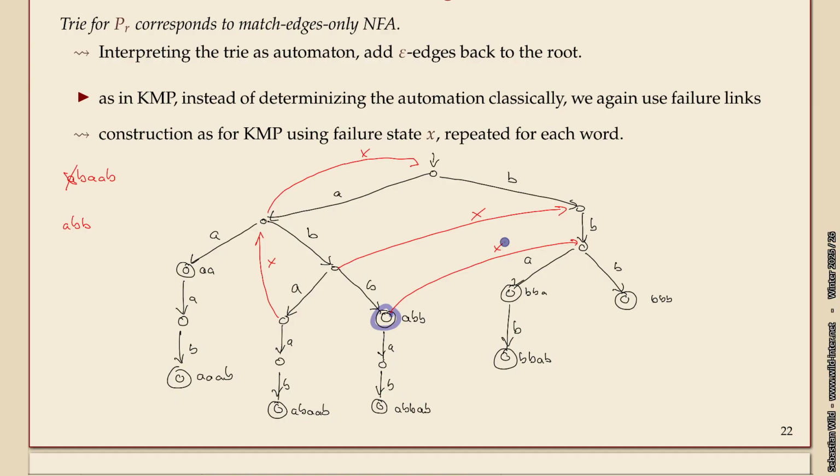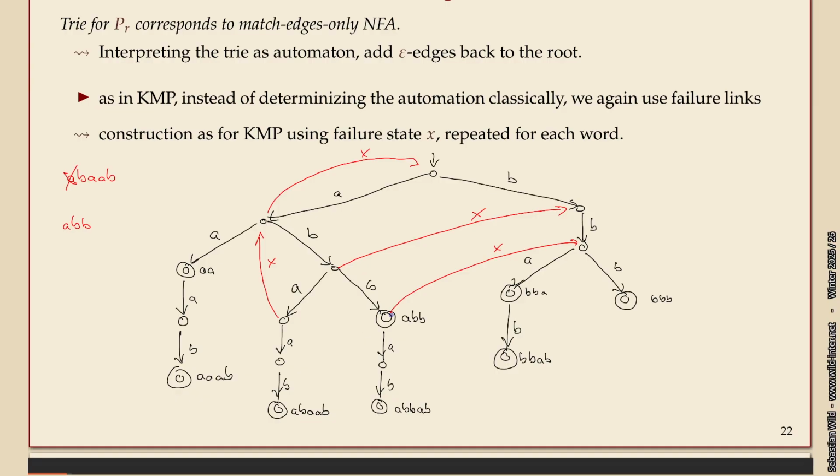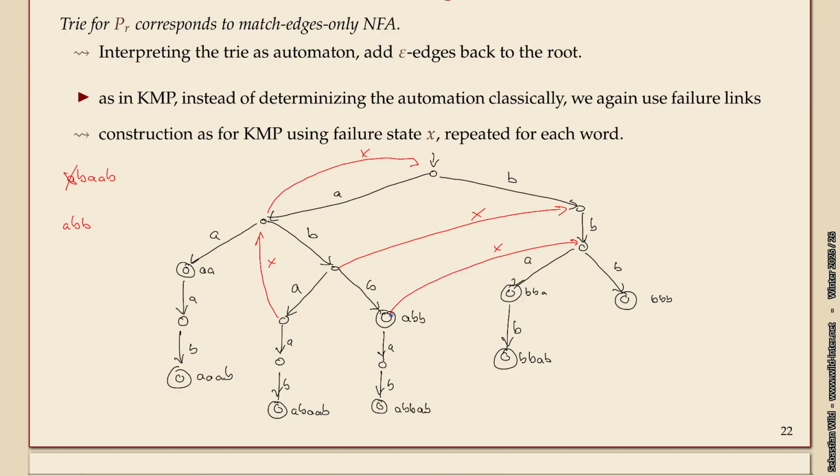So the only tricky bit is that in the construction of the failure links, you might rely on having the failure links on any nodes that are above, on layers above. Otherwise, the construction is the same as for KMP. If you do this, every vertex here in the tree gets exactly one failure link. That's the same as in the KMP automaton. And let's maybe not do all of them now.